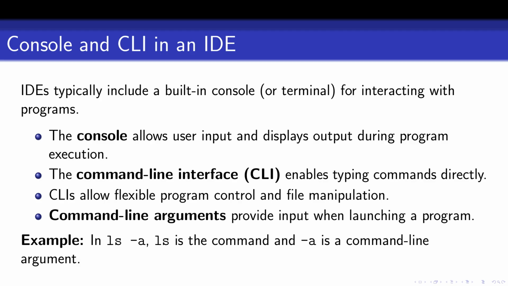One of the best features of a CLI is support for command line arguments, values that you provide when you start a program. For example, in the command ls -a, ls is the program, and -a is an argument that tells it to show hidden files. Similarly, you could run a Python program and pass in values it uses, like settings, file names, or options, directly from the command line. Once you get comfortable with it, the CLI becomes an incredibly efficient way to interact with your code.